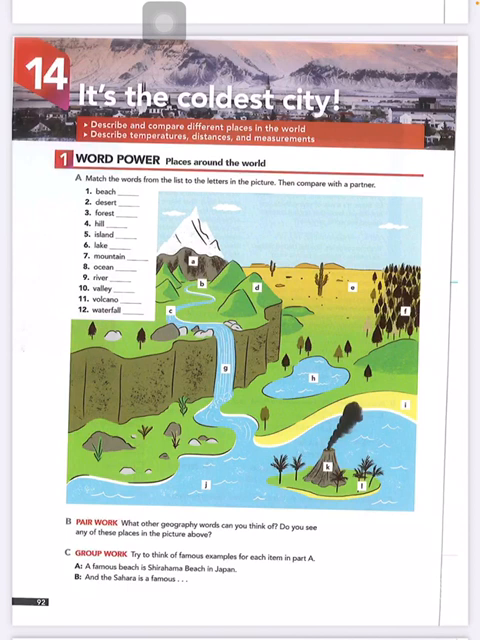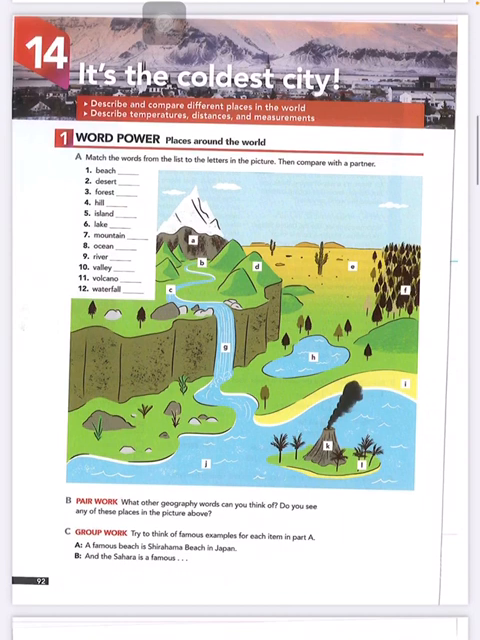So we have to go back to online classroom once again just because we have problems. So I would like to start unit 14 for our class. It's the coldest city. As you can see right here, the city is pretty cold, and we use the superlative. If you take a look at the title right here, the coldest, which is the superlative adjective. All right, so this city is very cold.